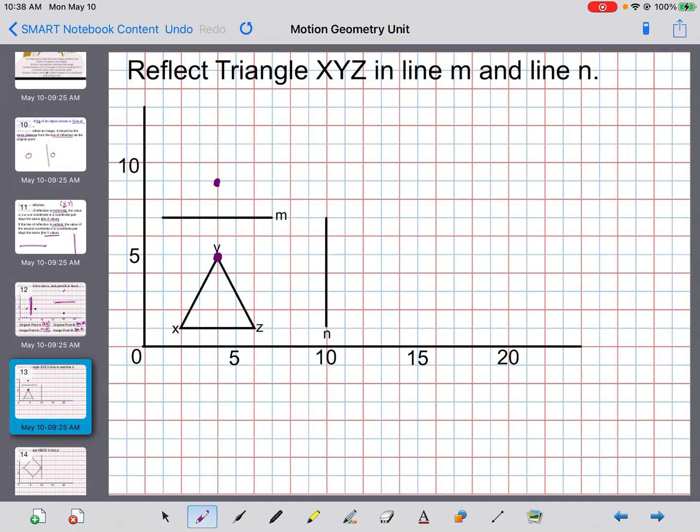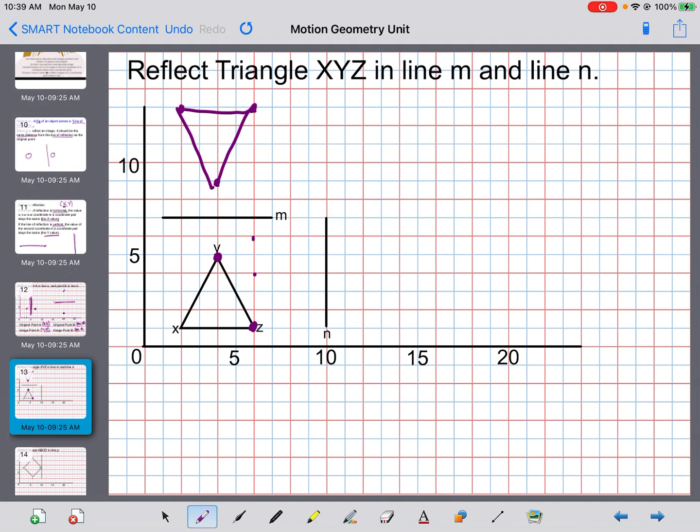Okay, you could do the same thing with each point. So Z here is 1, 2, 3, 4, 5, 6 units away from the line. So again, I'm going to go 1, 2, 3, 4, 5, 6 units away from the line on the other side. Okay, and the same goes for the X coordinate. And now you just connect the dots and you have a reflected triangle.